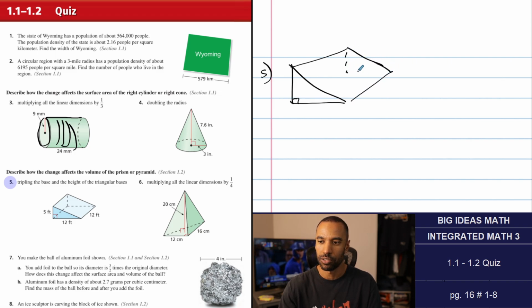These bases are triangles. Got a scratchy nose right now. Sorry if you keep seeing me do this.